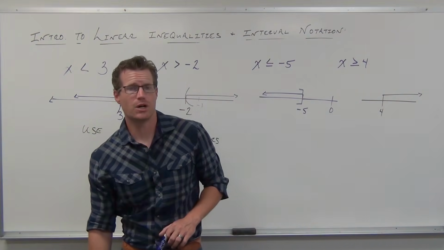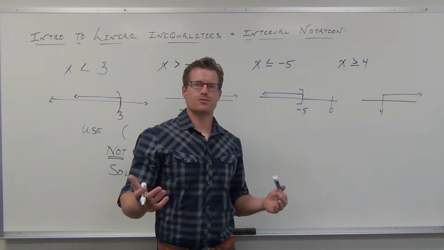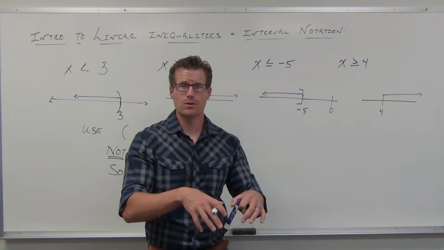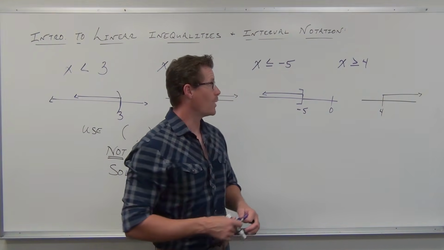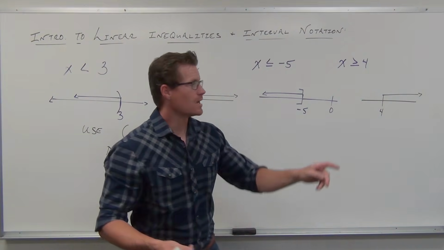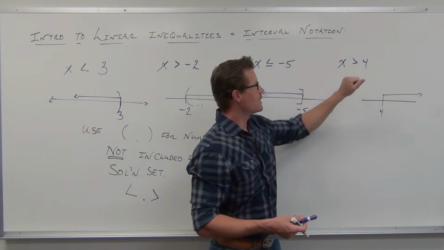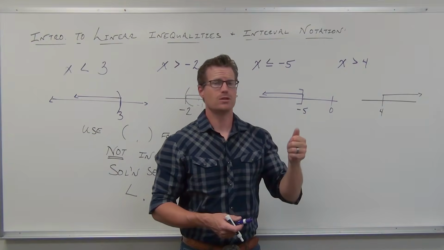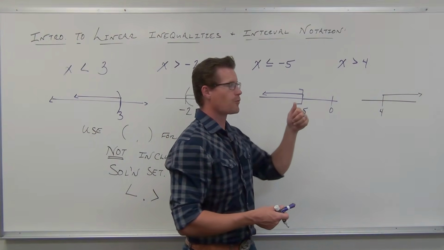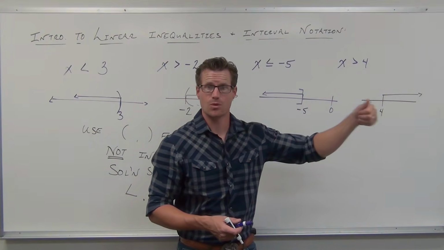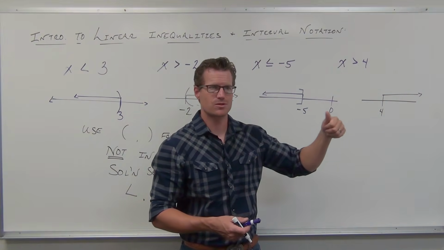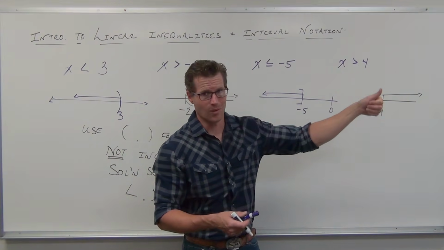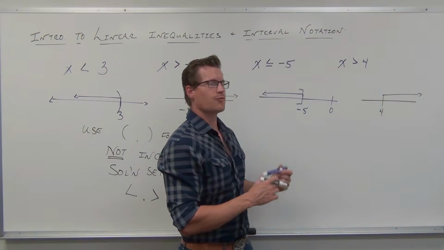Now, ask yourself this question. How about 4 itself? Is 4 itself included in this solution set, in this interval? Well, just look at your inequality. If you don't have the equal sign, the answer is no, and you use parentheses. It'd be like 4.000000001. That would work. Cool. 4.00000000001. That would work too. That's awesome. But not 4 itself.